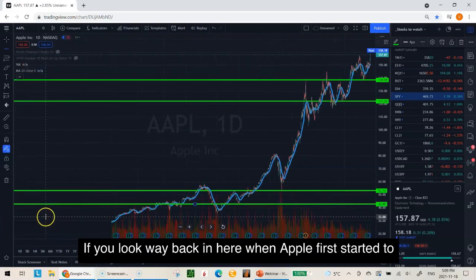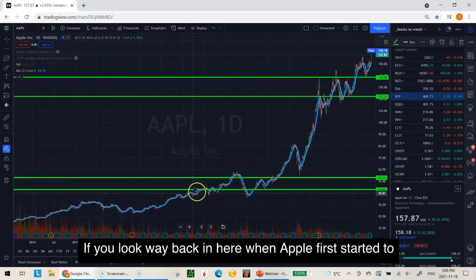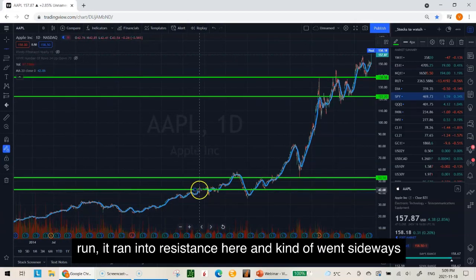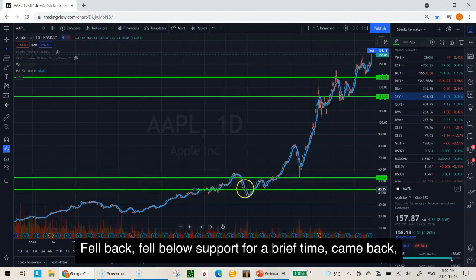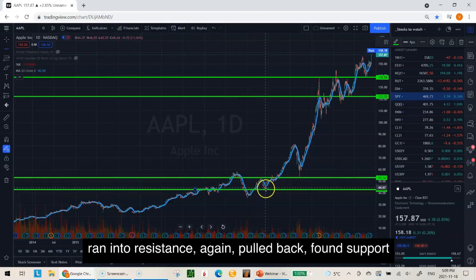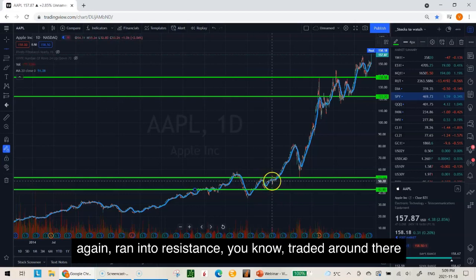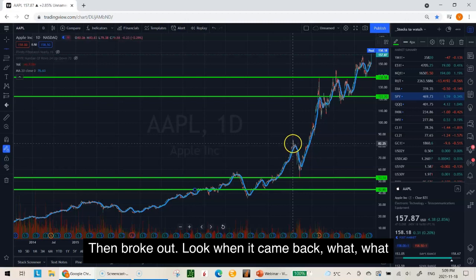If you look way back in here, when Apple first started to run, it ran into resistance here and kind of went sideways for a while. Then it broke out of that area and again ran into resistance here, fell back, fell below support for a brief time, came back, ran into resistance again, pulled back, found support again, ran into resistance, traded around there for a little while, then broke out.